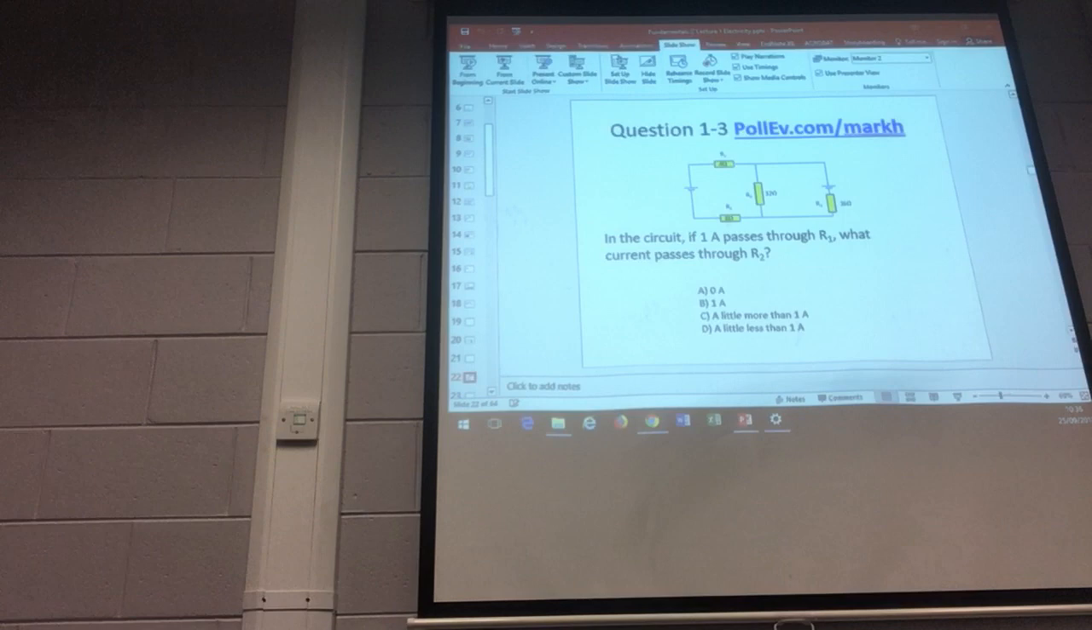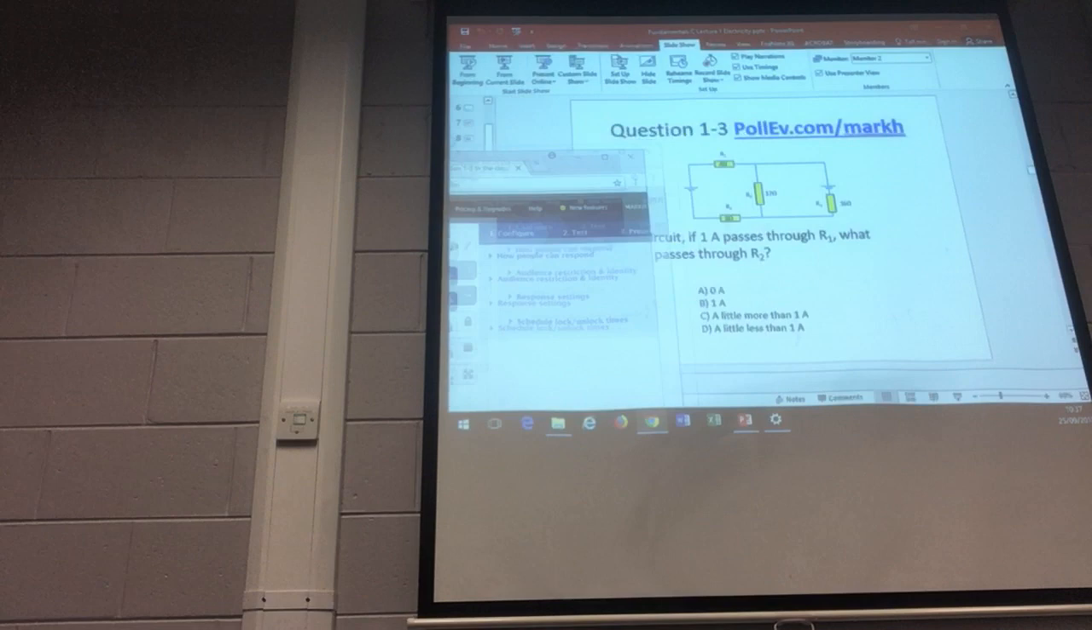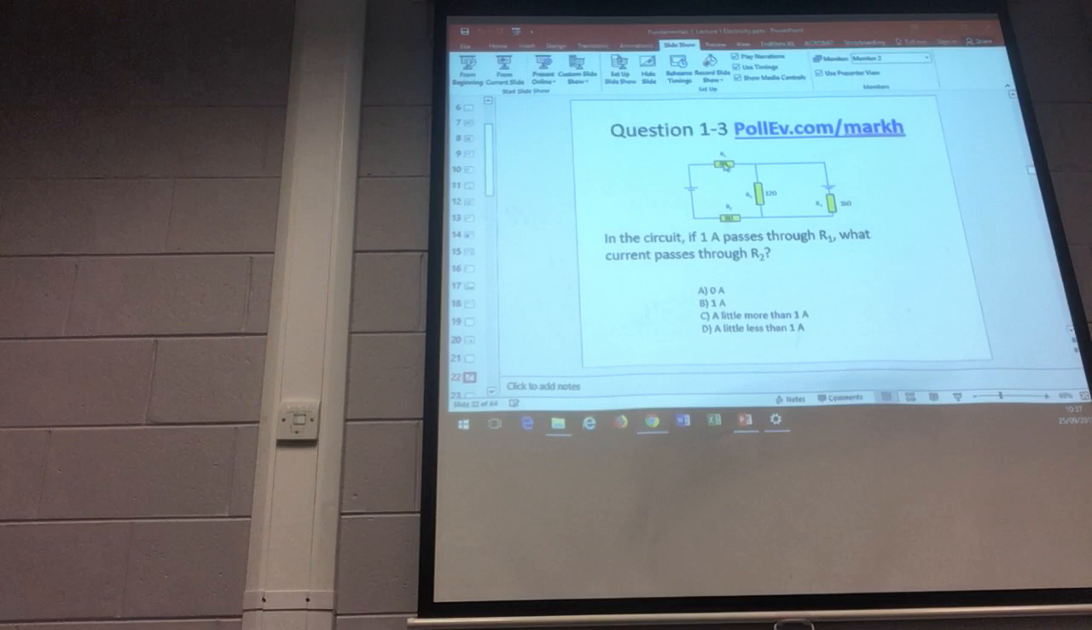Okay, so it's fairly clear what most people are answering. I thought this one might pose a bit of difficulty, but clearly not. Everybody chose B, which is 1 amp, which is what we'd expect. If we've got 1 amp flowing through this resistor, there's no branching anywhere in the circuit between that resistor and that resistor. So there's 1 amp going through here, we must have 1 amp going through this one.